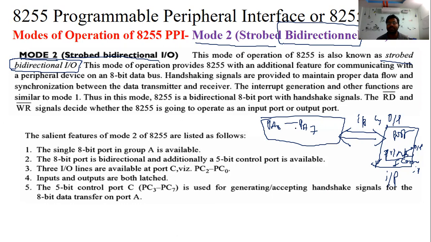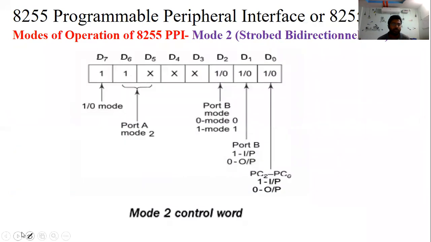The device is connected to port A, and you can operate the 8255 PPI in mode 2 only. Then only this device works. These are some salient features. In this mode you can perform two operations, read and write at the same time, because the device has the features of both input port as well as output.